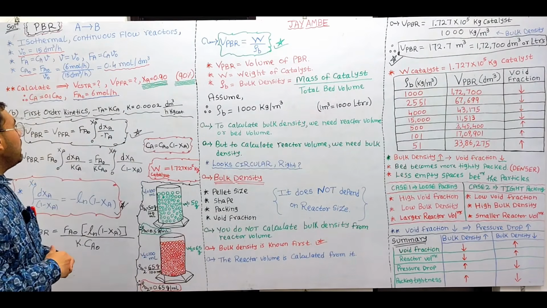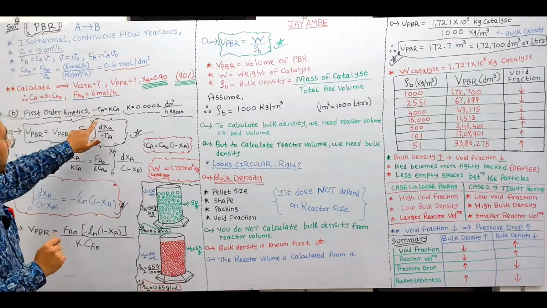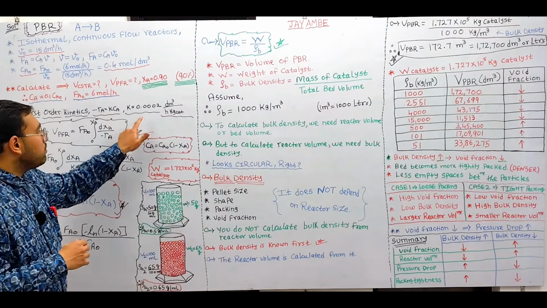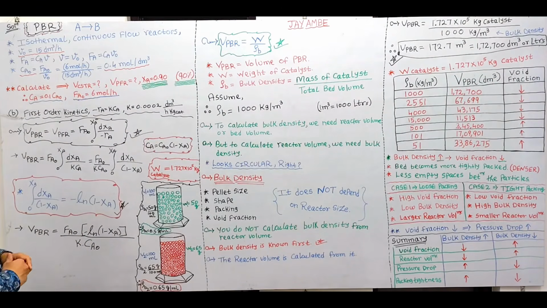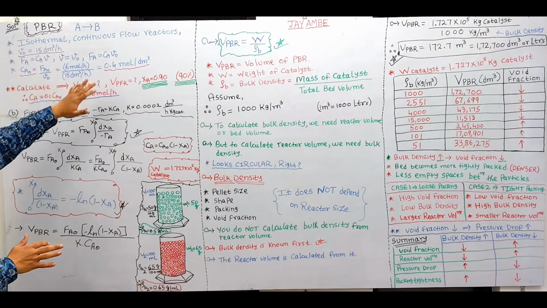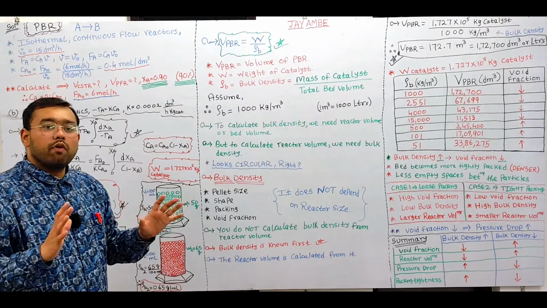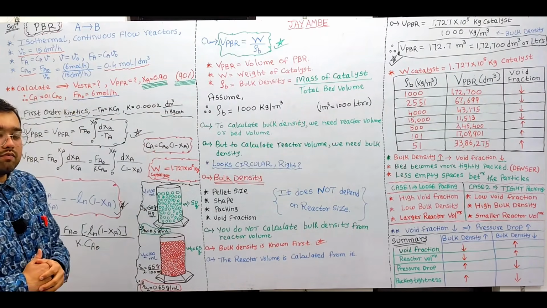So let's get started. In today's lecture, we are going to calculate and design the volume of the Packed Bed Reactor for first order reaction kinetics with the given rate law, minus Ra is equal to K CA, where the rate constant K is 0.0002 cubic decimeter per hour kg catalyst. We are going to keep all the operating parameters constant, and we are trying to analyze how large a volume of the Packed Bed Reactor is required in order to achieve the desired 90% conversion.